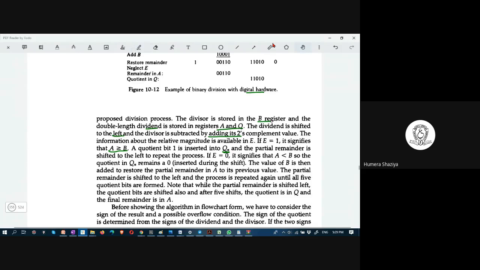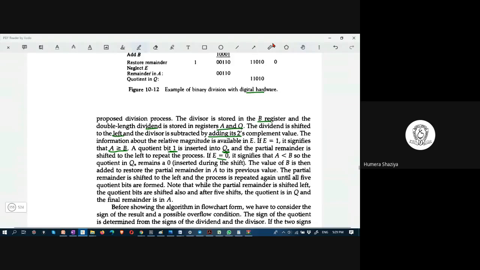All right. When A is greater, quotient bit is 1. When A is smaller, quotient bit is 0, and 1 bit from A is brought down and further operated.